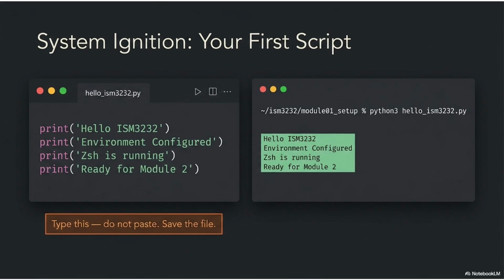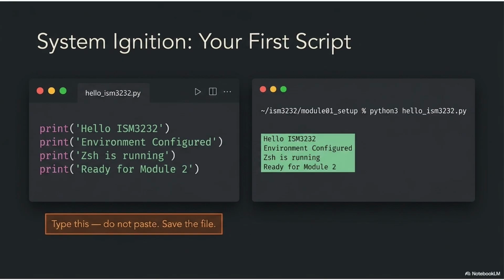System ignition is your first ISM3232 script. Print 4 statements that verify the complete chain from editor to execution engine works end to end. The script here is intentionally simple. Print hello ISM3232. Print environment confirmed. Print zsh is running. Print ready for module 2. Navigate to your home directory, ISM3232, module 1_setup directory. Type the script manually. Do not paste it.